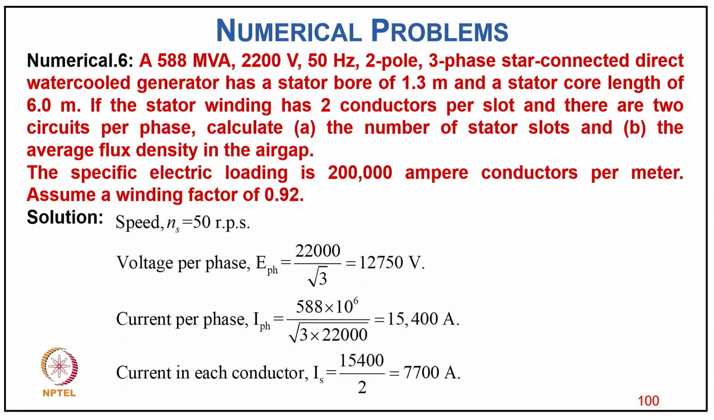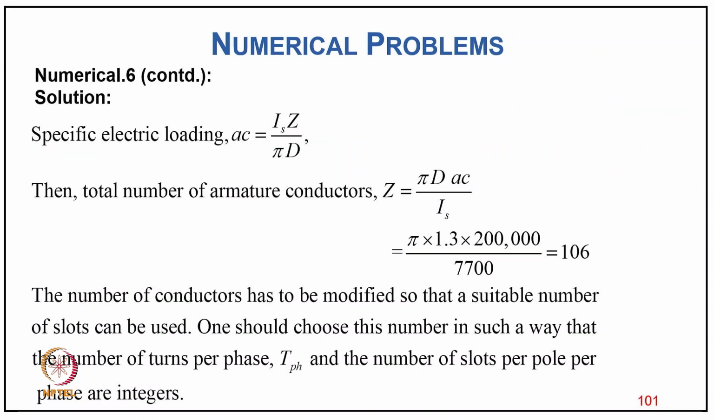So speed is NS equal to 50 RPS. Voltage per phase is 22,000 by root 3, that's 12,750 volt, and current per phase is the kVA divided by root 3 into V, so it comes typically 15,400. Current in each conductor is I equal to, because of 2 parallel paths, I upon 2 parallel paths, 7,700 ampere. Now specific electric loading AC equal to IZ by πD, putting value from here, the Z comes, putting value, 106.